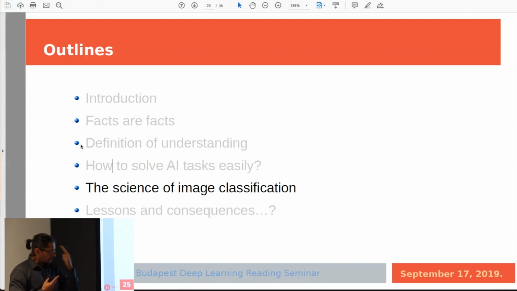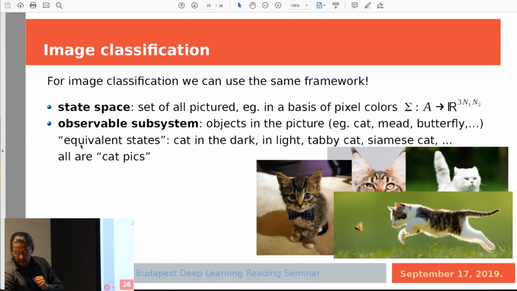That we have to keep in mind. And now let's look at image classification. For image classification, we can apply the same framework. Nothing changes. Actually, I've used examples from the image classification task.